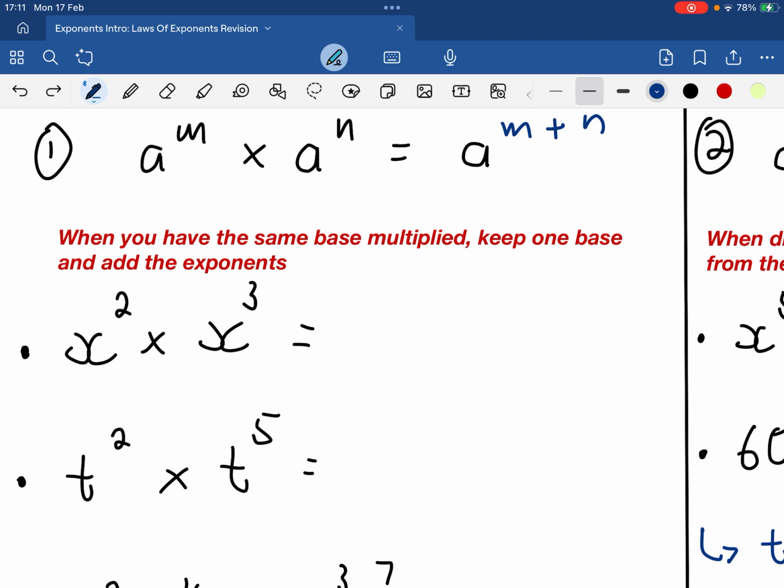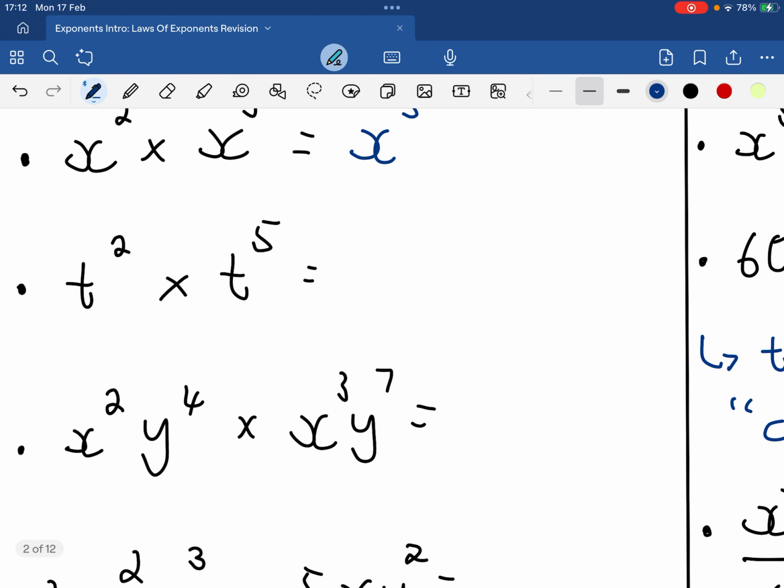So in other words, if you were to have x squared times x to the 3, that's the same base of x. I would keep 1 x and add 2 plus 3 together, the exponents, to get 5. If you had t squared times t to the 5, that's the same base t. Keep one base and add the exponents, so you have t to the 7.